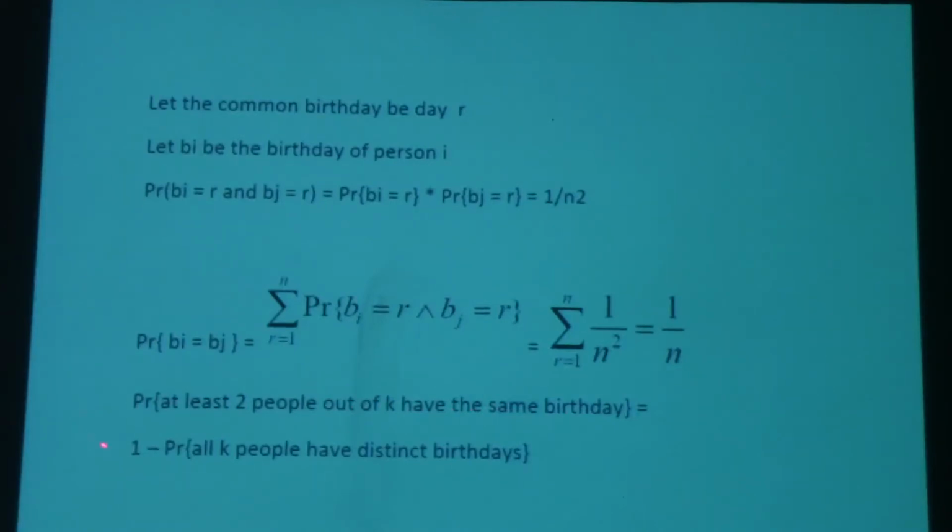So what we can do is compute 1 minus the probability, and now we have another person. So that's how many? 22. I don't know if it's worth it. Maybe it is. Okay. So all k people have the.